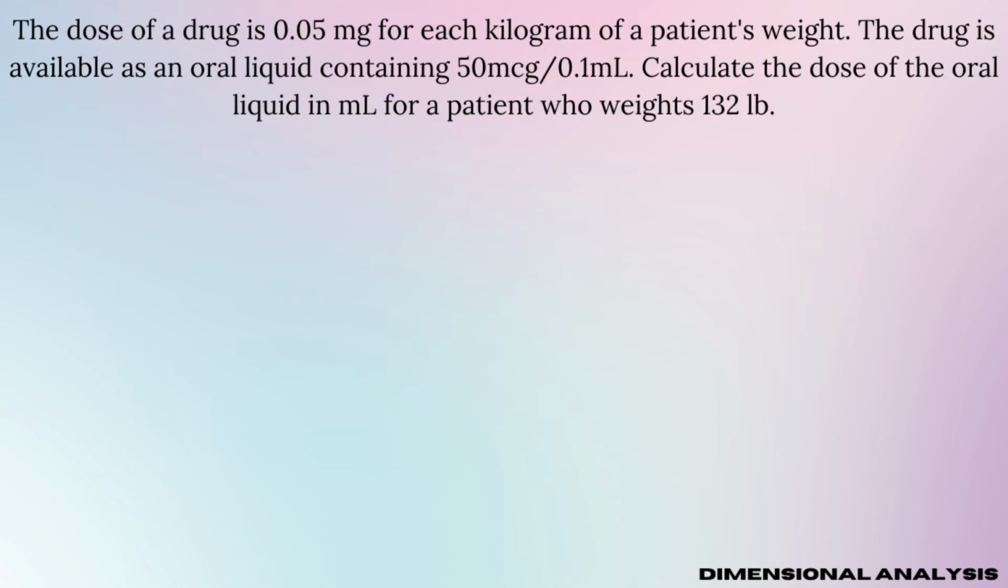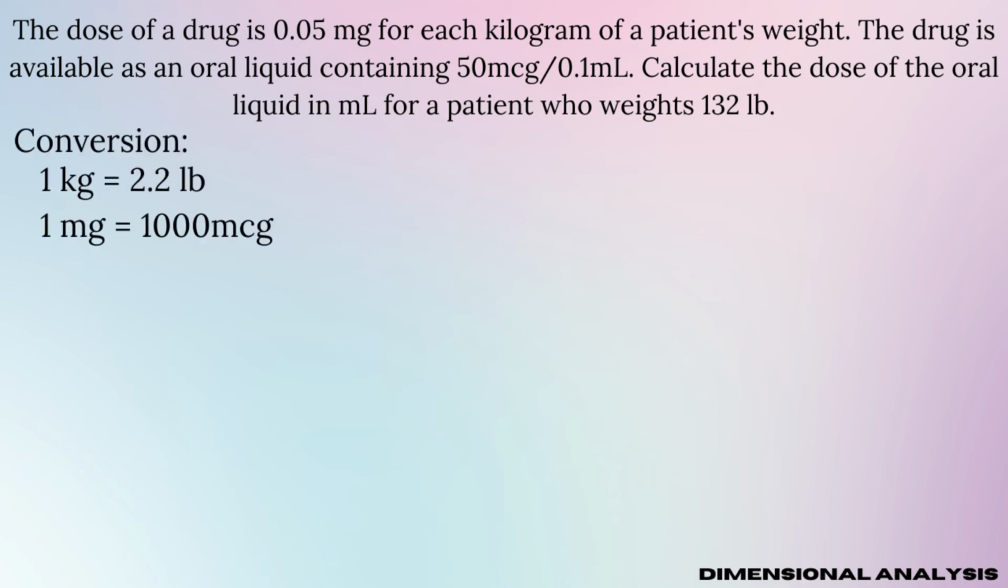The dose of a drug is 0.05 milligrams for each kilogram of a patient's weight. The drug is available as an oral liquid containing 50 micrograms per 0.1 milliliter. Calculate the dose of the oral liquid in milliliters for a patient who weighs 132 pounds. This question is for finding doses. We already have the following units converted. 1 kilogram is equal to 2.2 pounds and the 1 milligram is equal to 1,000 micrograms.